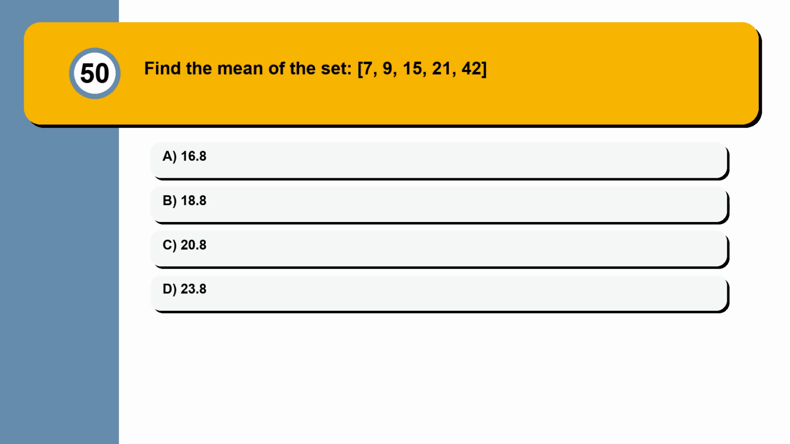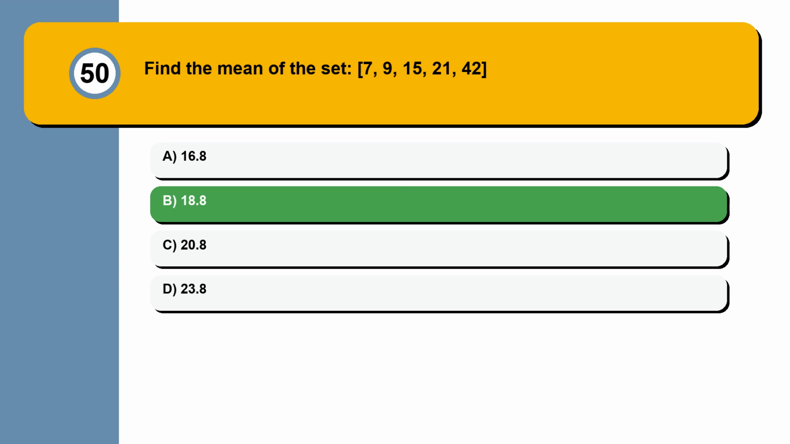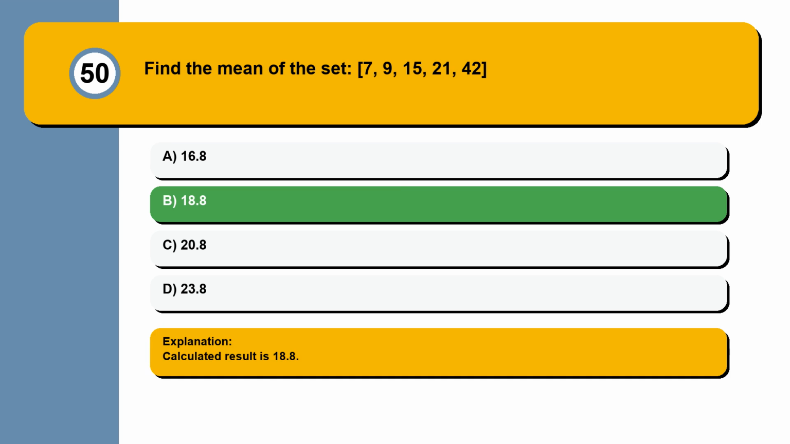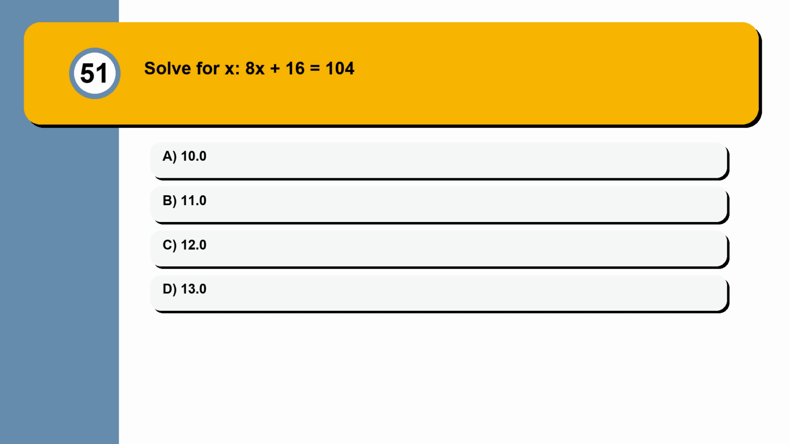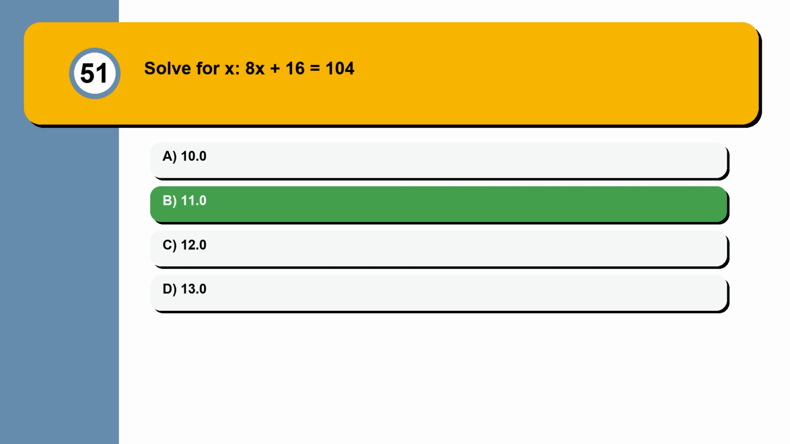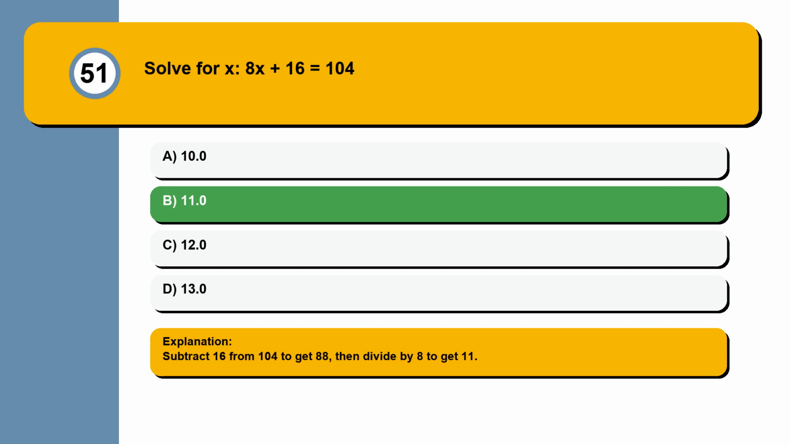Question 50. Find the mean of the set 7, 9, 15, 21, 42, 16.8, 18.8, 20.8, 23.8. Calculated result is 18.8. Question 51. Solve for x. 8x plus 16 equals 104. 10.0, 11.0, 12.0, 13.0. Subtract 16 from 104 to get 88, then divide by 8 to get 11.